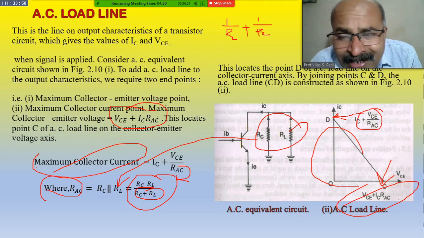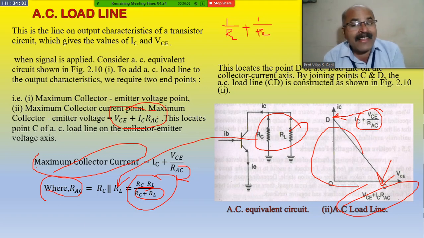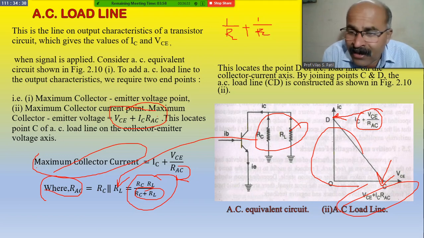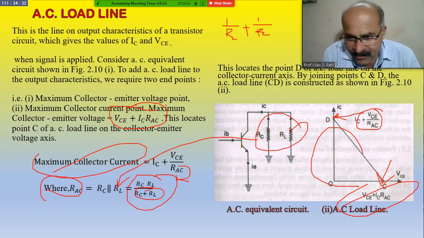And if we construct the line between C and D point, that is the CD line, that CD line will be known as an AC load line. And which is the analysis of the AC equivalent circuit when transistor can prevail only AC condition, means that is the calculation, that is the analysis for the AC signal, and that will be known as an AC load line.